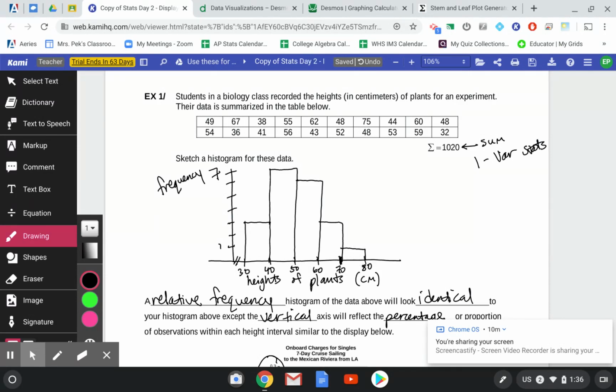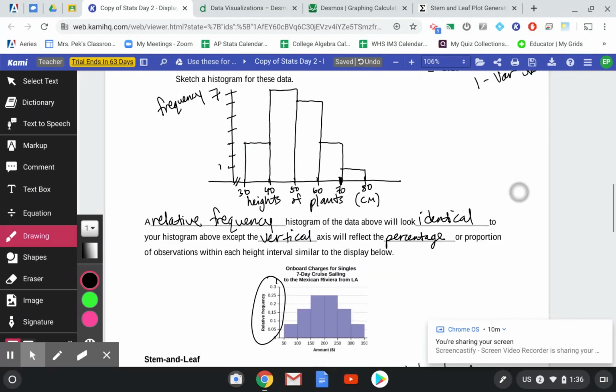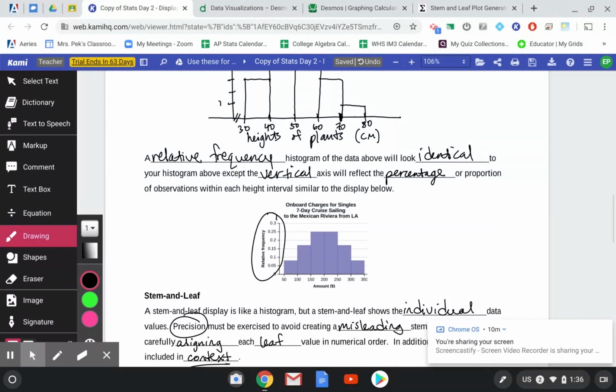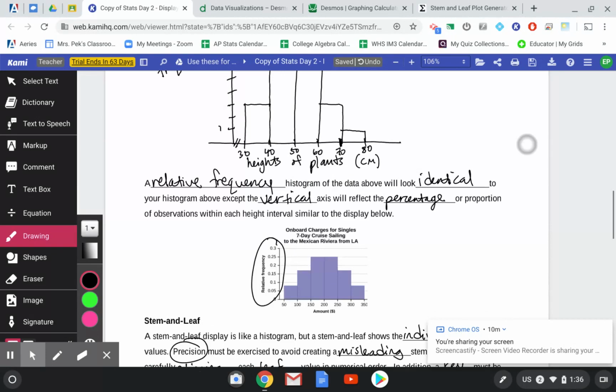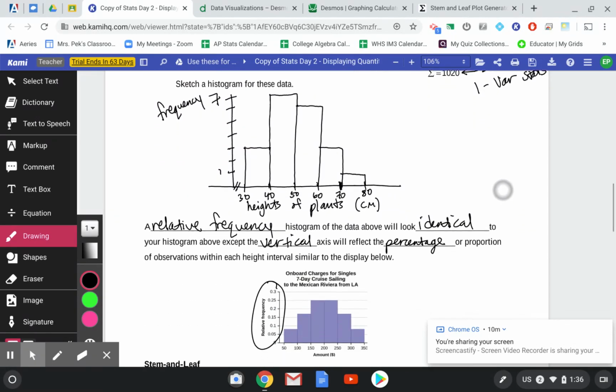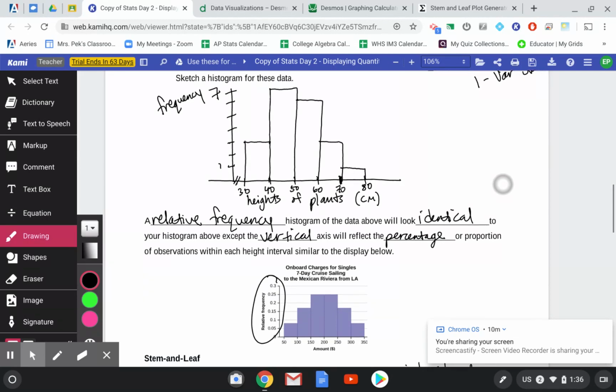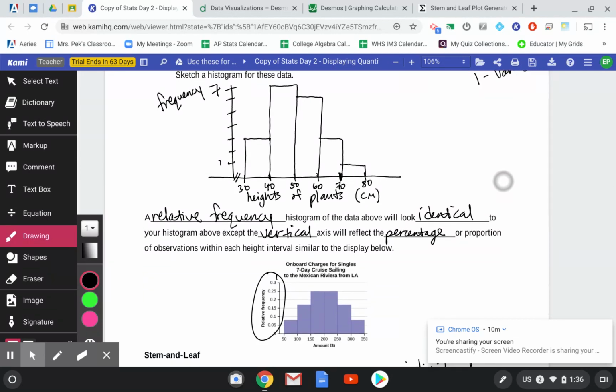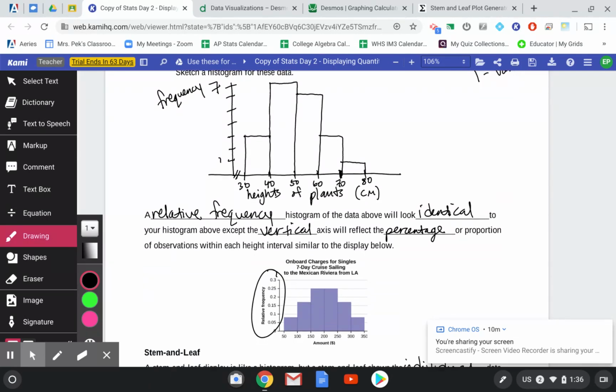We have it all labeled and scaled. I know that the numbers represent heights of plants in centimeters. I know that I'm using frequency, and I used my tool to make my life a little easier. All right, next we're going to look at a relative frequency histogram. It's going to look exactly the same shape, but my vertical axis would reflect the percentage or proportion of my observations within each interval instead of the count.